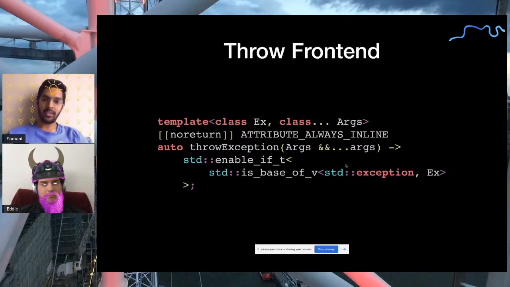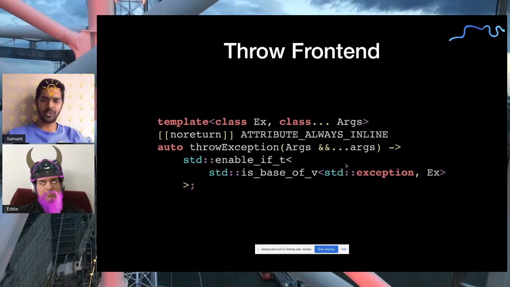The third part is we are also marking it as inline. So basically, this is not changing the functionality of throw at all. The generated binary is going to be exactly the same. It's just that you have now created this new function where you can put all your optimizations into.